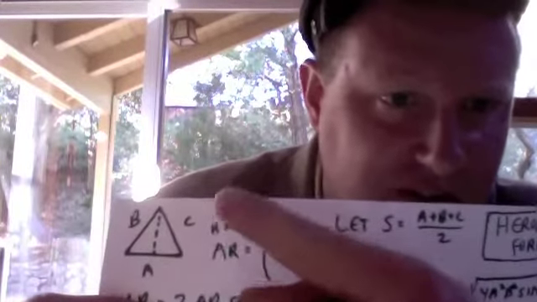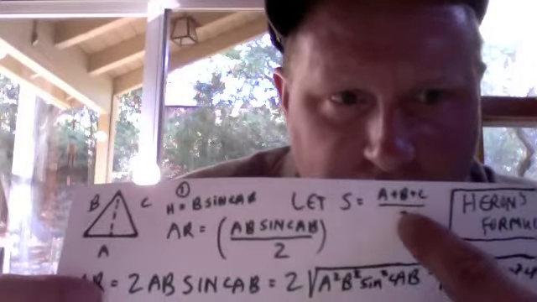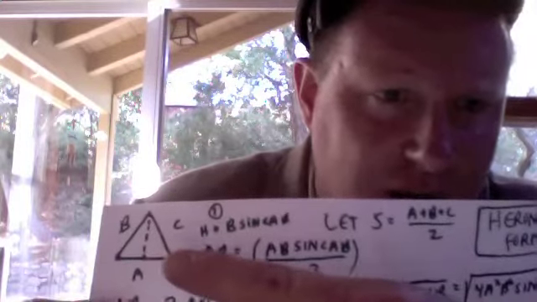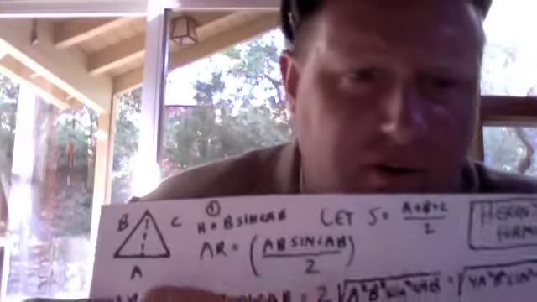There's A, B, and C. These are the sides. We're going to define S as (A plus B plus C) over 2. In other words, it's halfway around the perimeter of the triangle. I think perimeter is the right word for it.